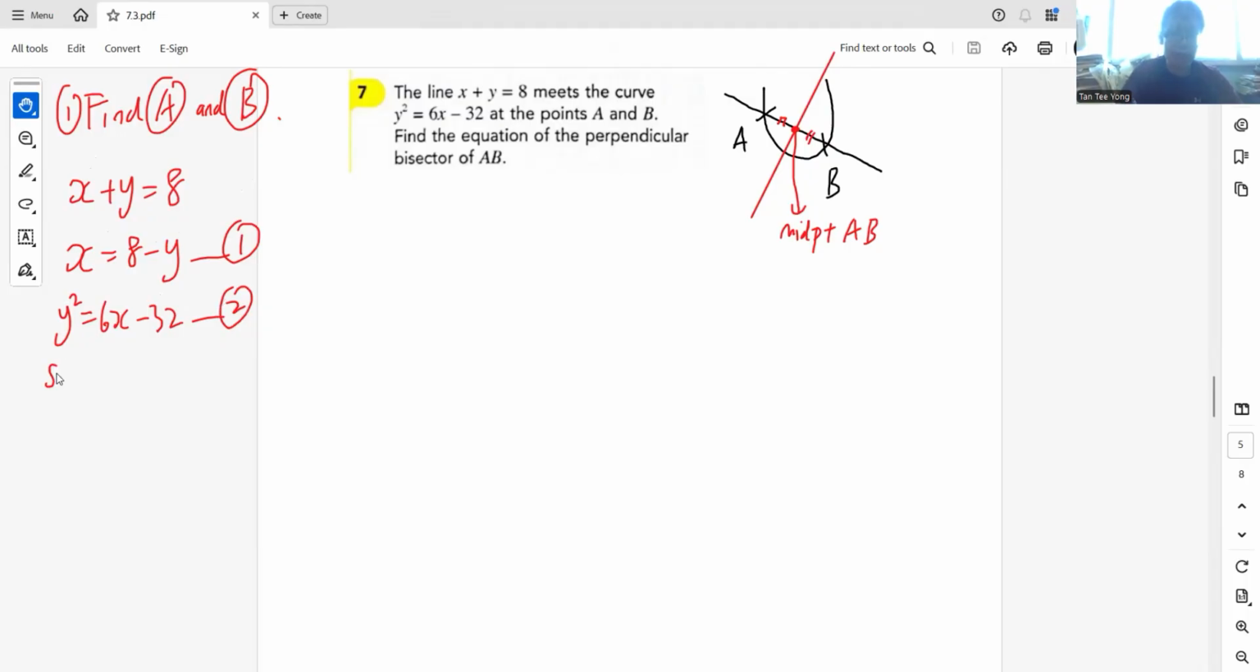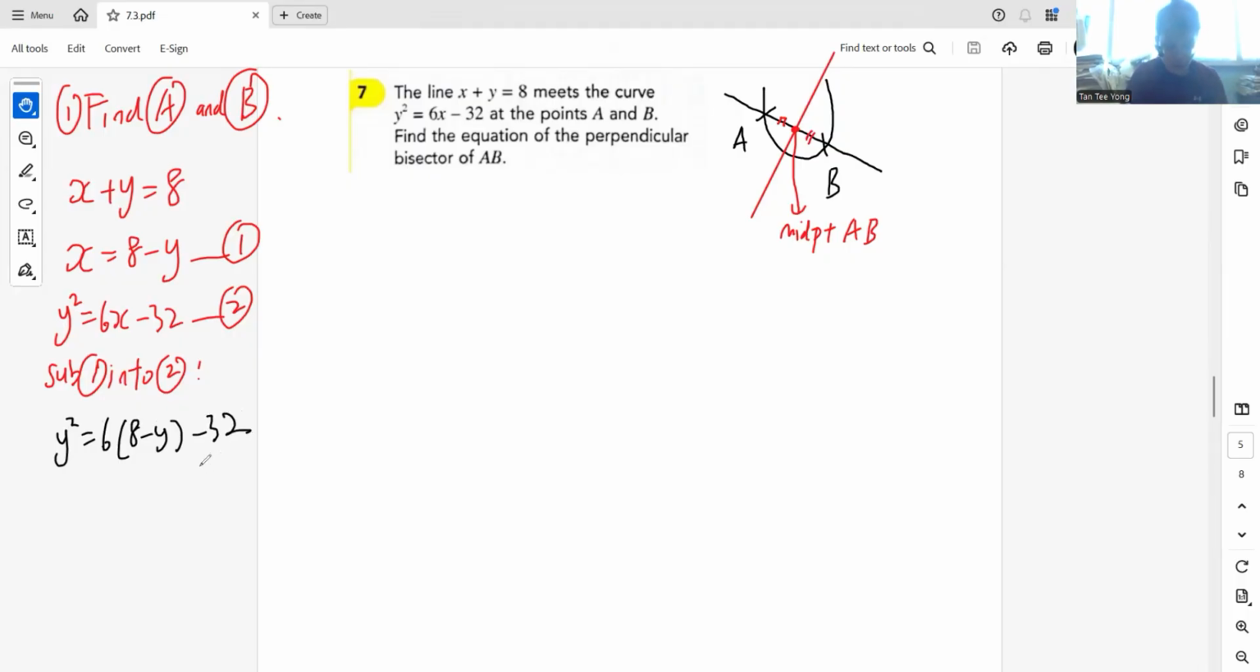So what do we do? Sub equation 1 into equation 2. This is what you have to do. Then the next step is just to sub it in. So y squared equals 6 bracket 8 minus y, minus 32.